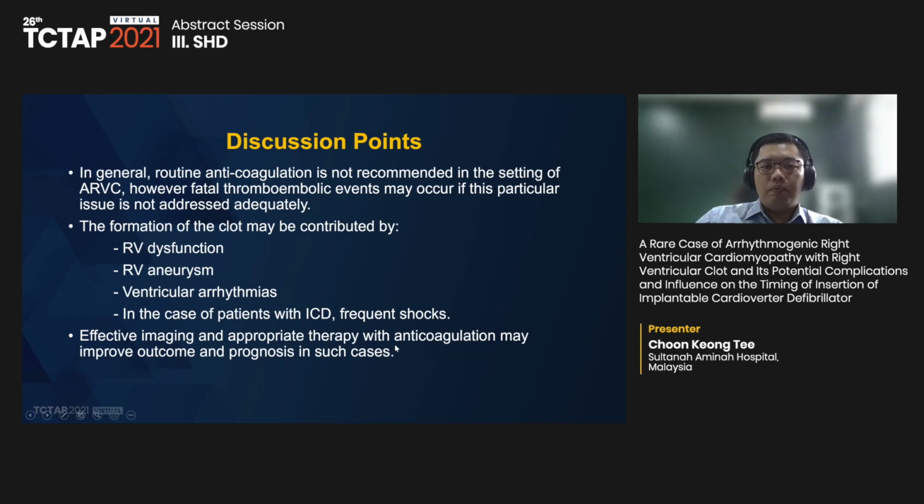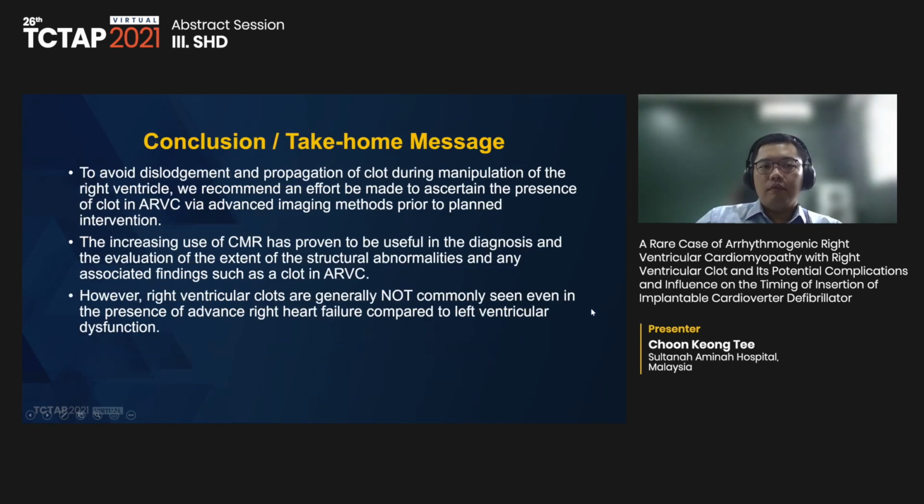So I'm trying to point to the fact that if you have effective imaging and appropriate therapy with anticoagulation, we may improve outcome and prognosis in such cases. So the take-home message is to avoid dislodgement and propagation of clot during manipulation of the right ventricle, especially during ICD insertion. We recommend an effort to find the presence of clot in ARVC, usually via advanced imaging methods, usually via cardiac MRI, as sometimes transthoracic echo may not be sensitive enough to pick up clots, especially in the RV apex.